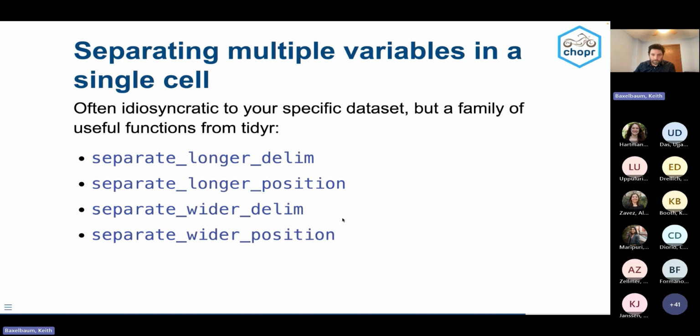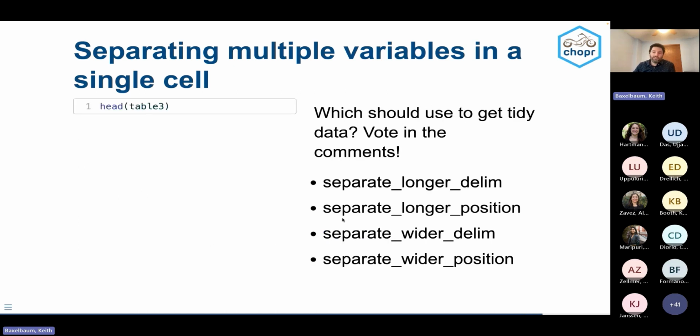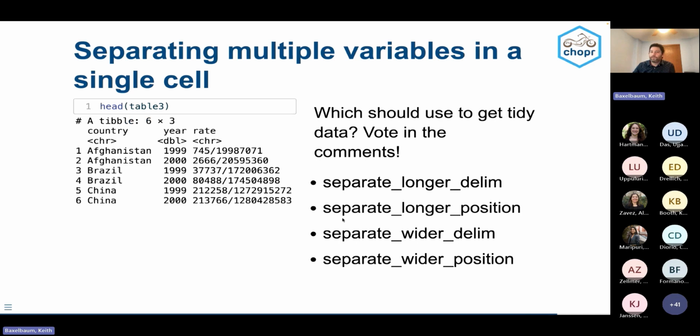And so depending on your use case, it's going to vary which of those is most useful for you. So for example, we can ask, in this case, in our table 3 here, we said we had this one column that in each cell has both the number of cases and the number of populations separated by a forward slash. And so we could ask, which of these do you think you would use to get tidy data? And so if you have an intuition, pop it in the comments and we can see what people think. But I'm going to move along pretty quickly here because we're running a little short on time.